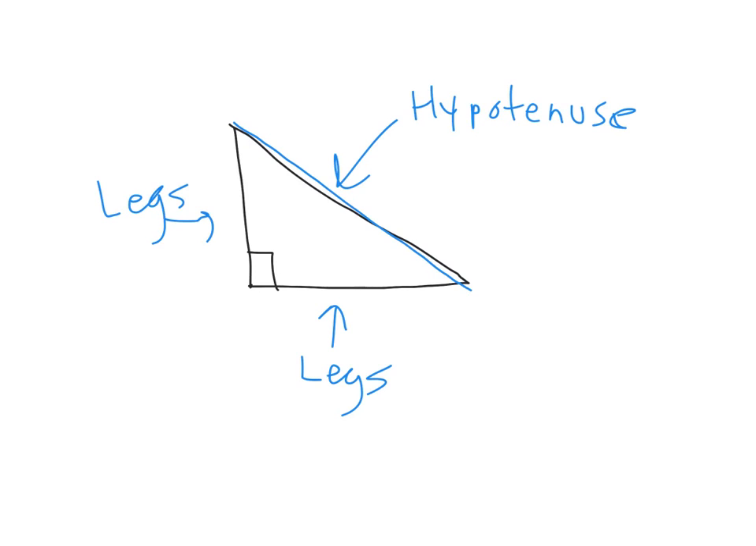Your legs are usually A and B, and your hypotenuse is C. Write this down if you don't have this. The formula to find any side length of a right triangle is A squared plus B squared equals C squared. So basically, you take your leg length and square it, take your other leg length and square it, add them together, and you will get a number. But you need to take the square root of that to figure out exactly what the hypotenuse is.